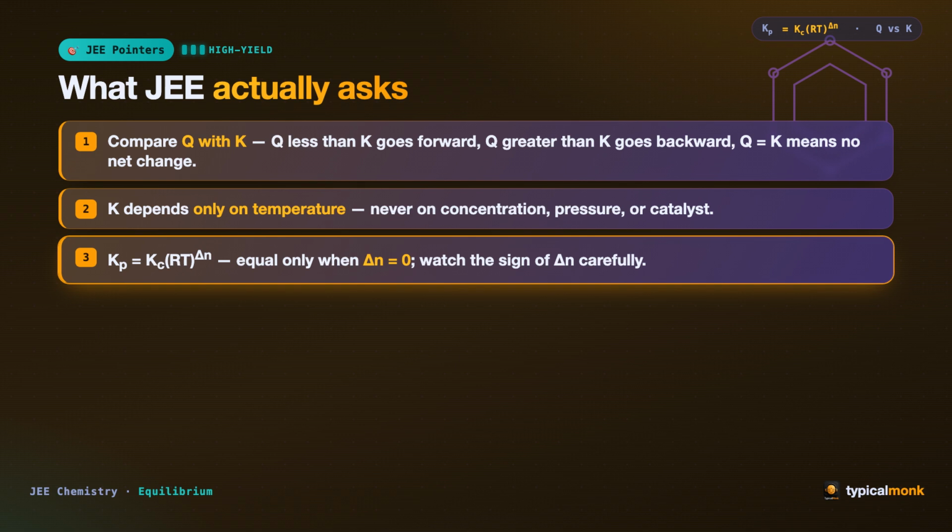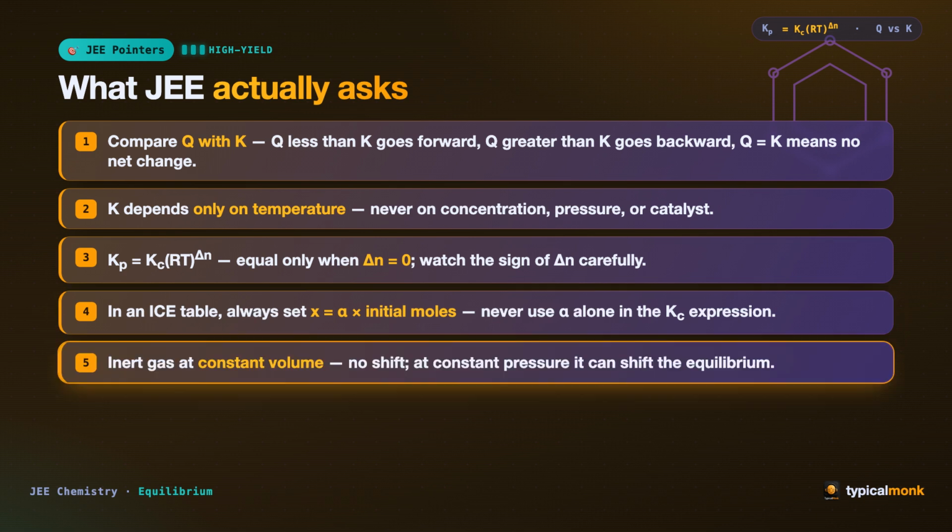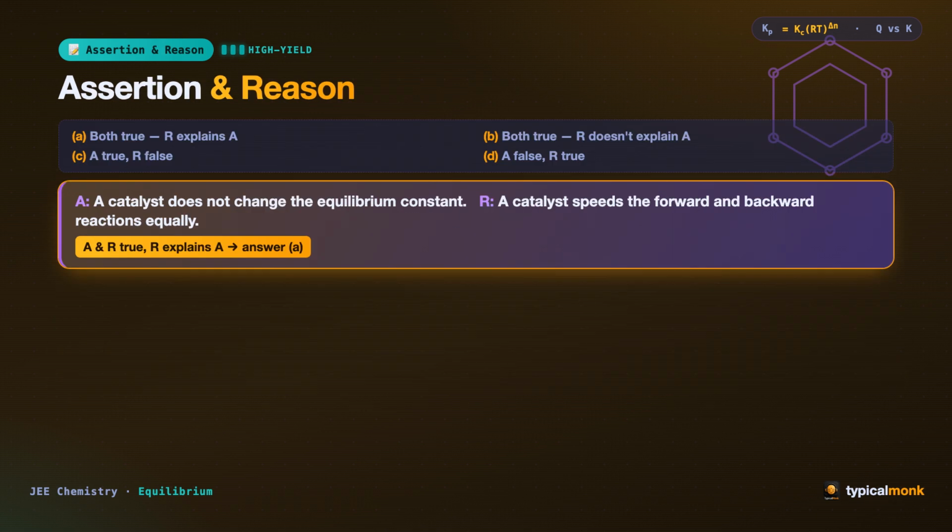So watch the sign of delta N carefully. 4. In an ICE table, always set X equal to alpha times the initial moles. Never drop alpha alone into the Kc expression. And 5. An inert gas at constant volume causes no shift at all, but at constant pressure, it can shift equilibrium. Now, let us drill the JEE way.